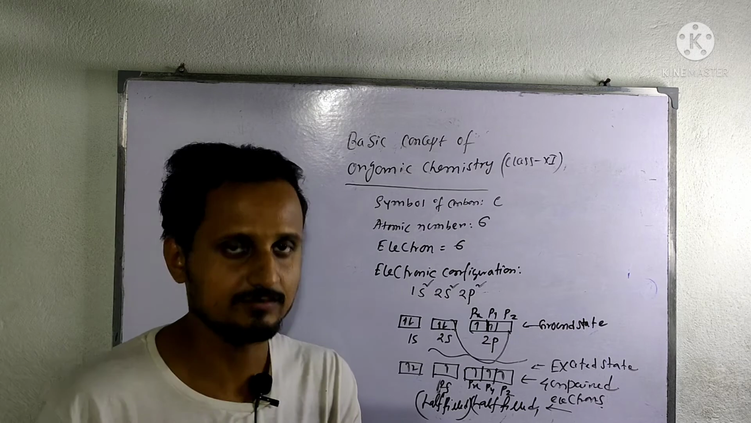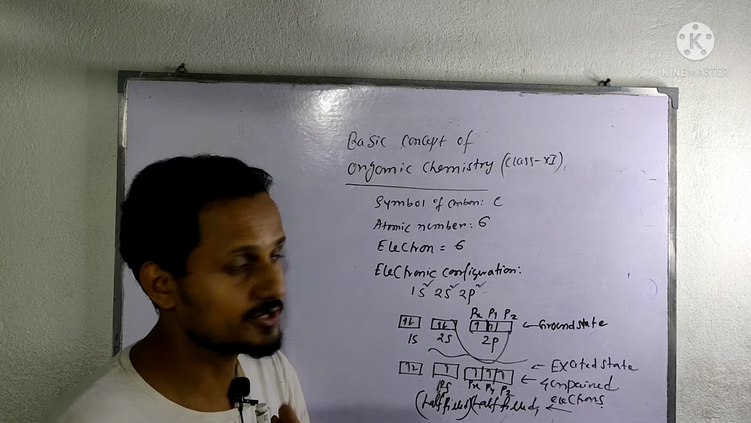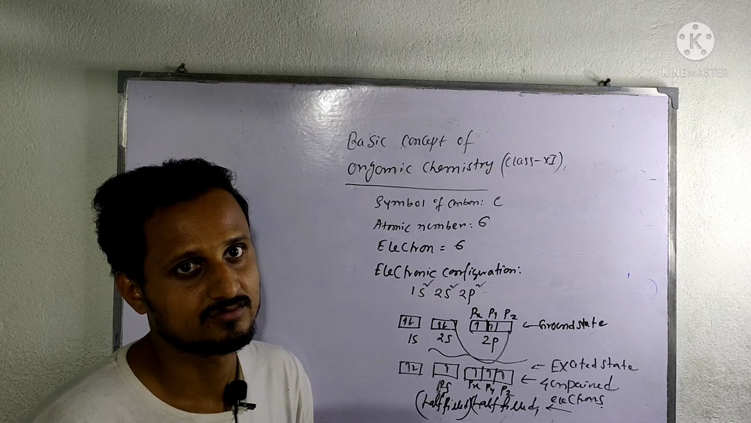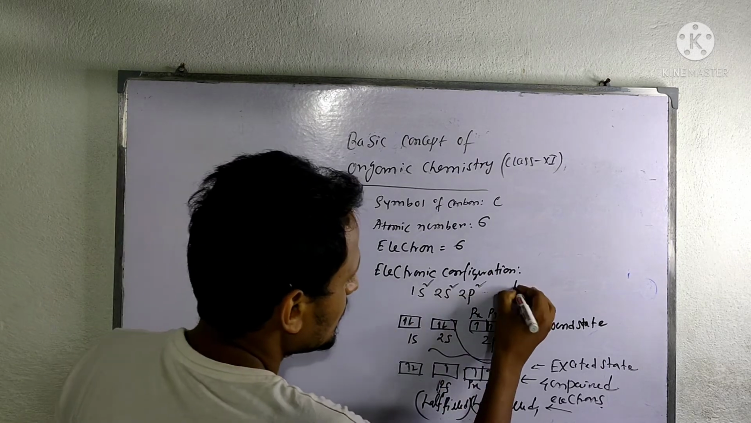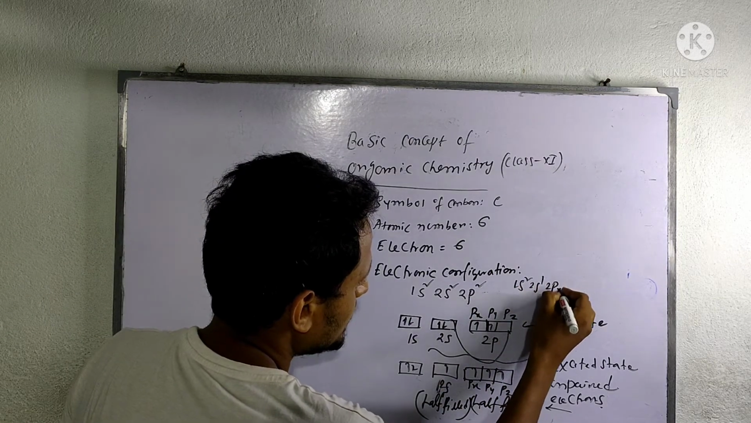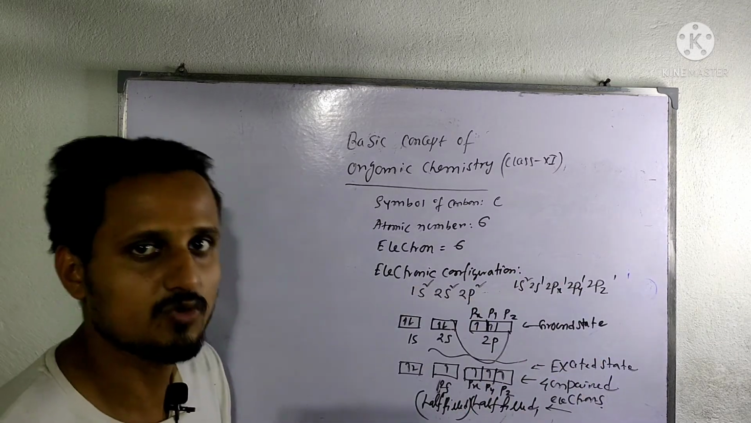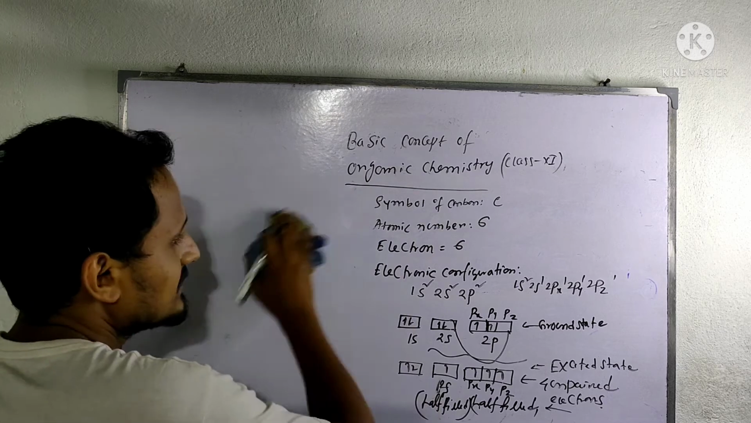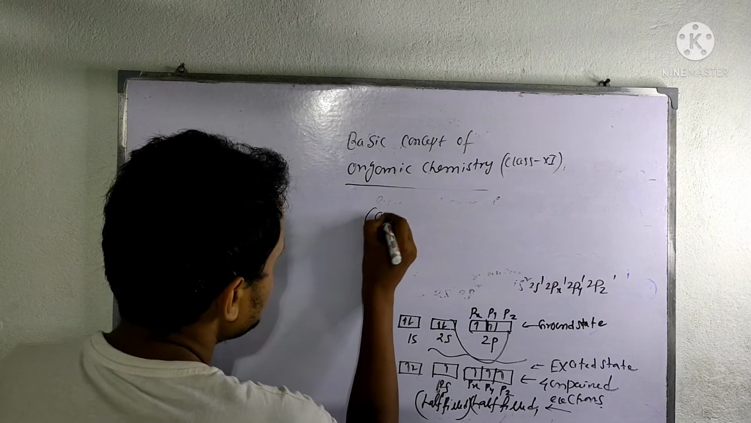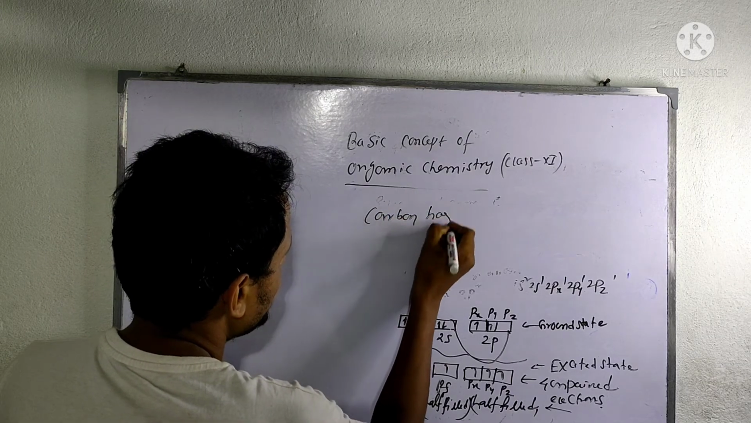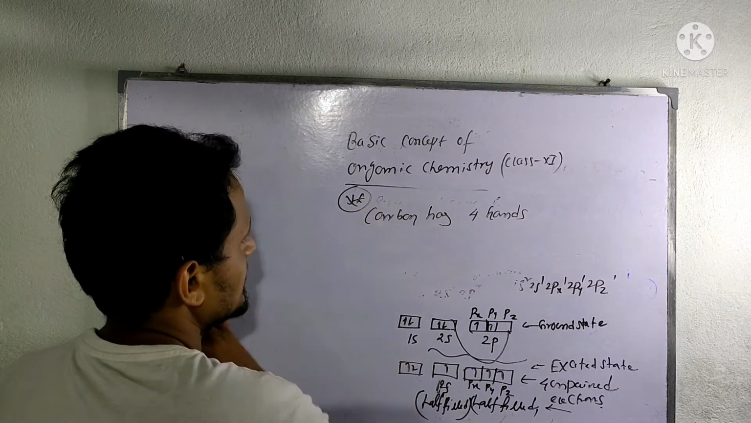So this question can come: though the electronic configuration of carbon is 1s2 2s2 2p2, its valency is 4. Why? Because the actual excited electron configuration is 1s2, 2s1, 2px1, 2py1 and 2pz1. That's why it shows valency 4. Now as the valency of carbon is 4, this is the main topic: carbon has 4 hands. This one you have to remember, properly keep in mind.